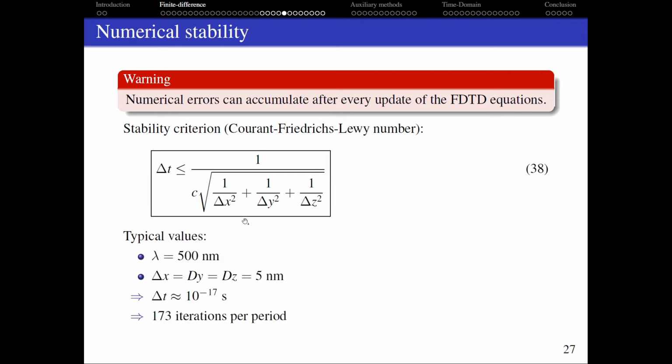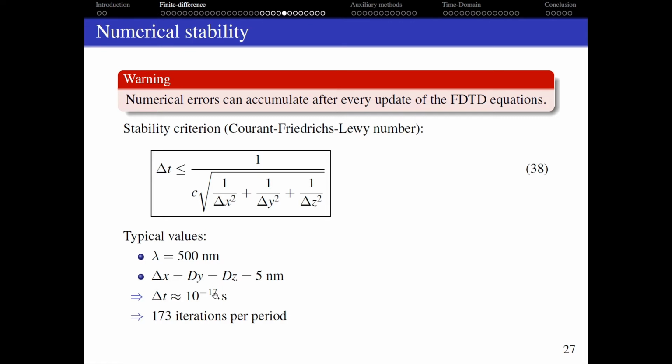Let's look at some values of what this means. So let's say we have a wavelength of 500 nanometers, and we are going to discretize this with delta x and so on at 5 nanometers. That implies that we have a delta t that is around 10 to the minus 17 seconds. So this is very, very small. This will be 173 iterations per period of the light oscillation.